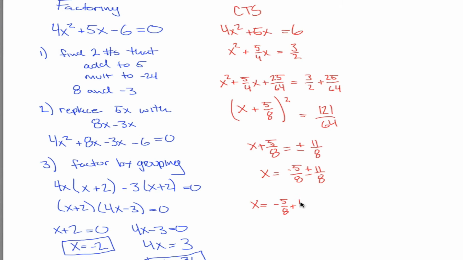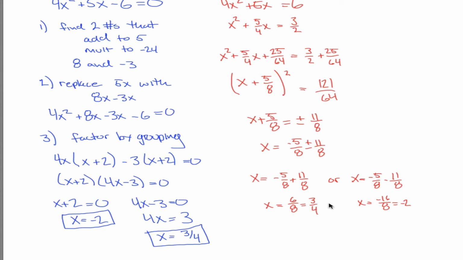-5/8 plus 11/8. -5 plus 11 is 6. And 6/8 is the same as 3/4. -5/8 minus 11/8. -5 minus 11 is -16. And -16/8 reduces to -2. And sure enough, it's the same answers as we got over there. Awesome.